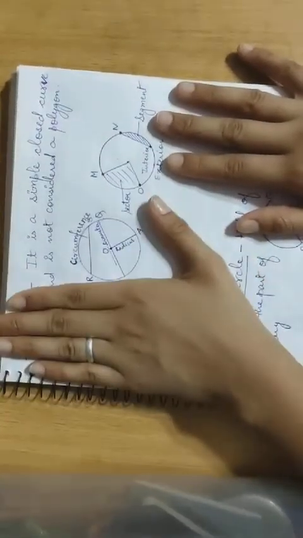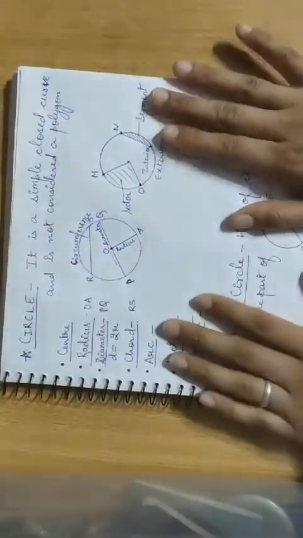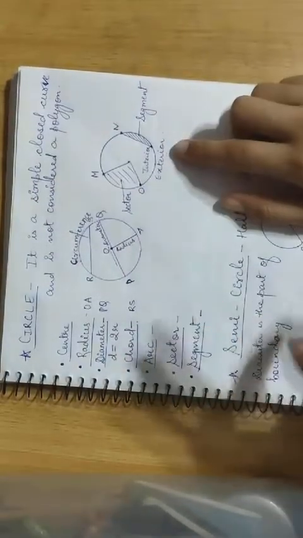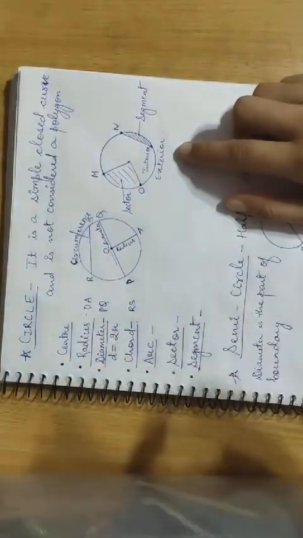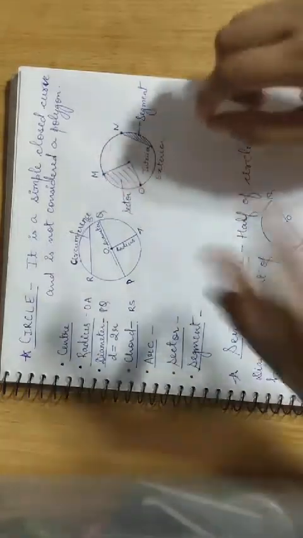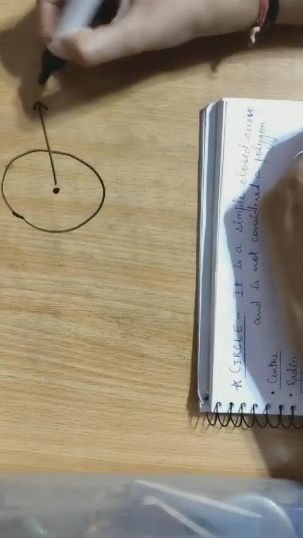So all the points in the circle are, first of all, we should know the center of the circle. Center is the midpoint of the circle. When we draw a circle, we should know the midpoint of the circle, that is the center. This is the center of the circle.